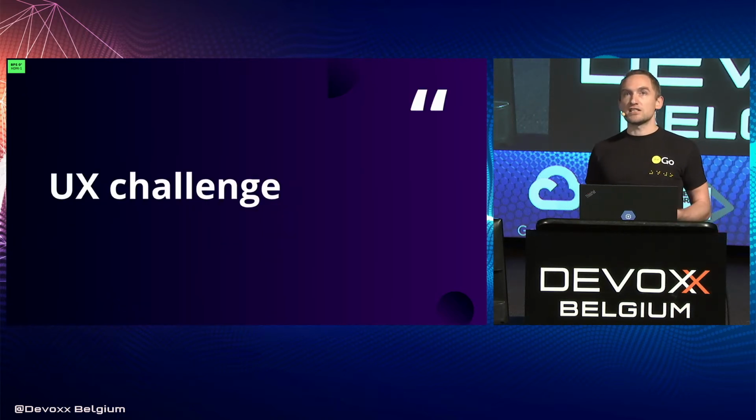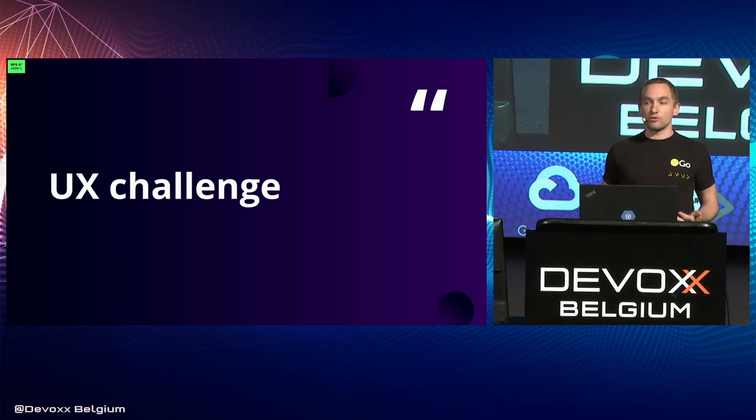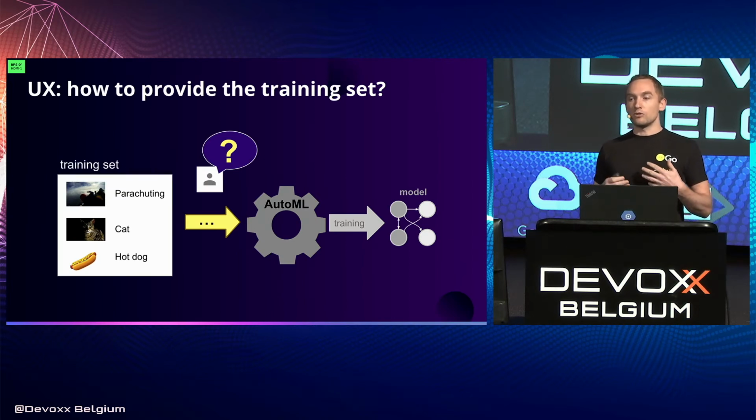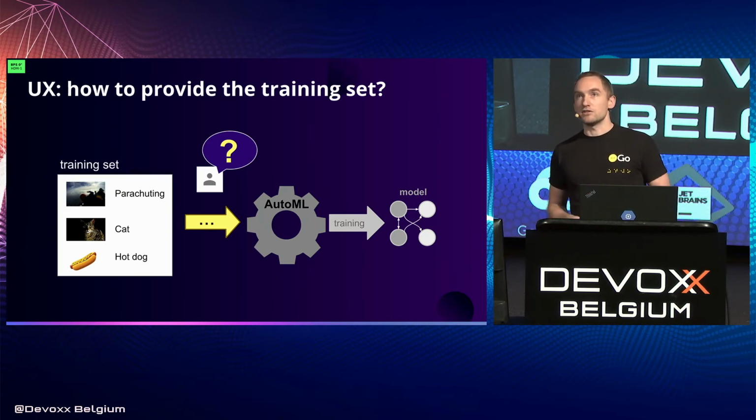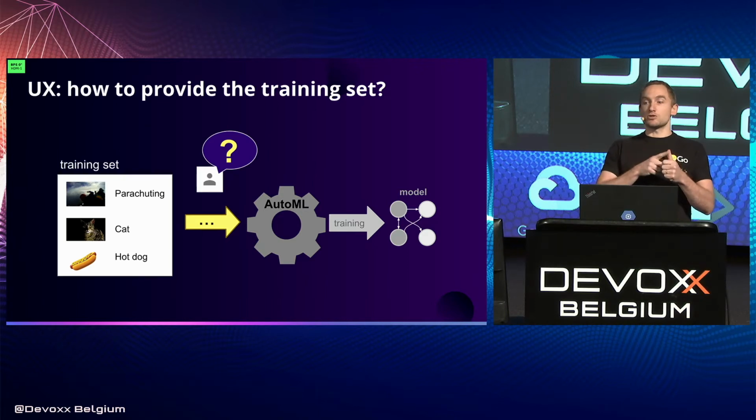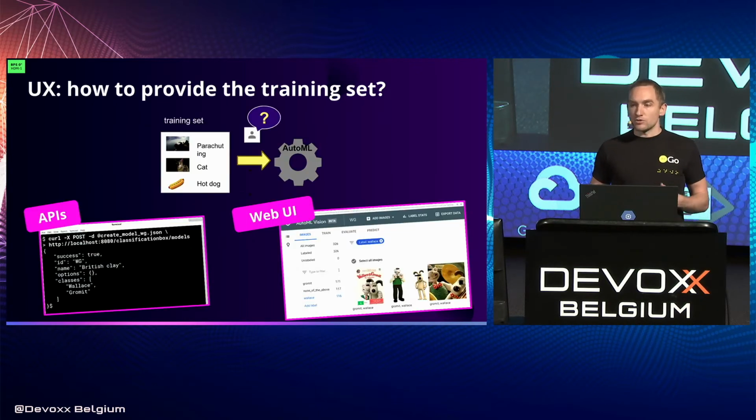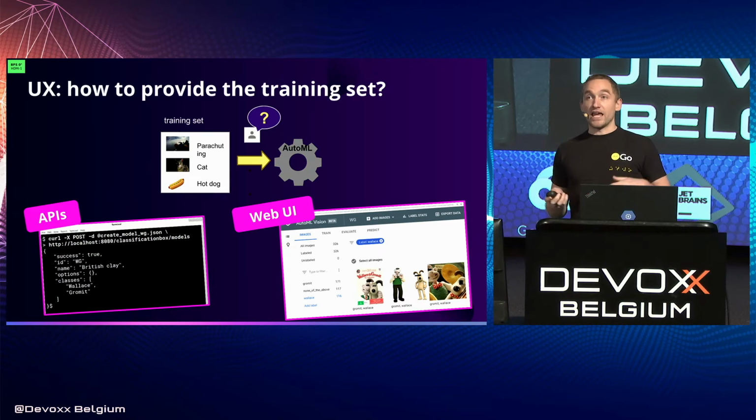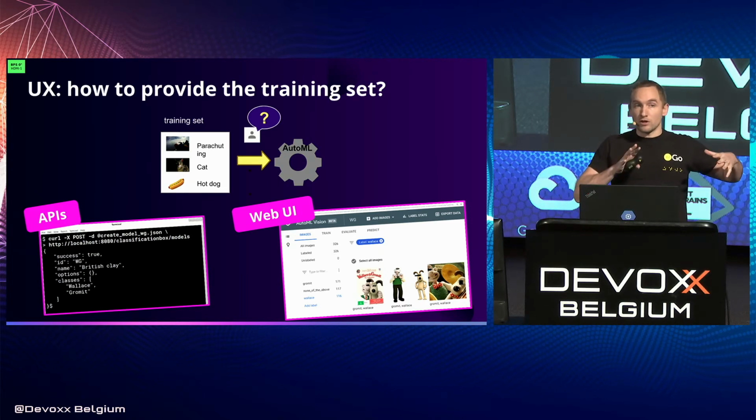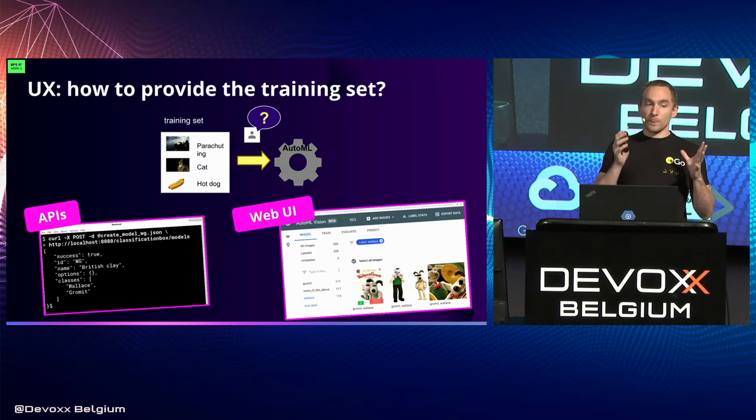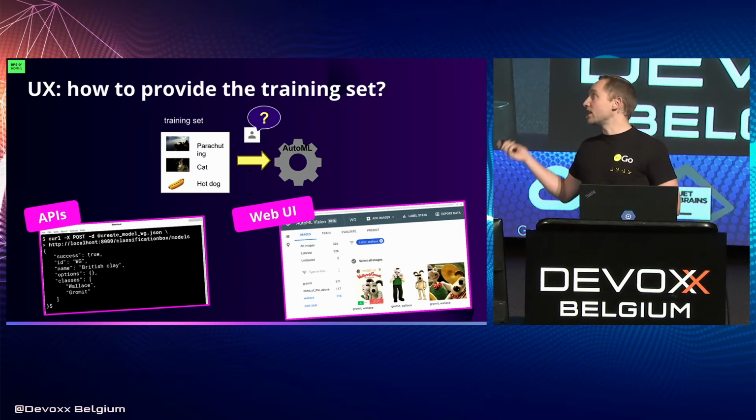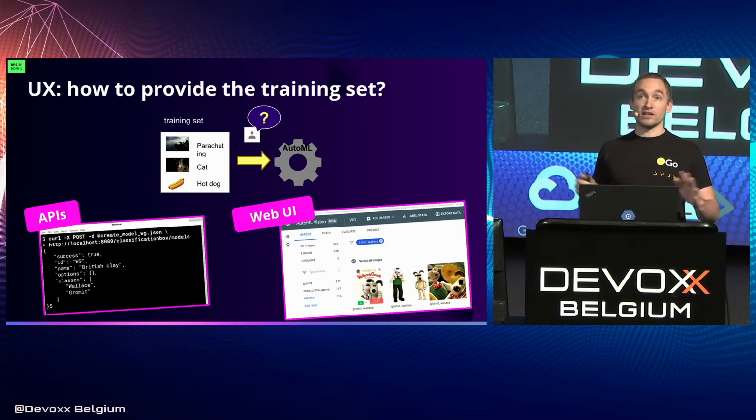And there is a UX challenge because AutoML tries to automate as much as it can for you. So you will need an ergonomic way to provide it the training set. The training set consists of pictures and labels. So the tools I'm presenting today all have APIs to show input data, the input images with the correct label for each image. And some of them also have a nice web user interface, ready to make a model without any line of code at all.